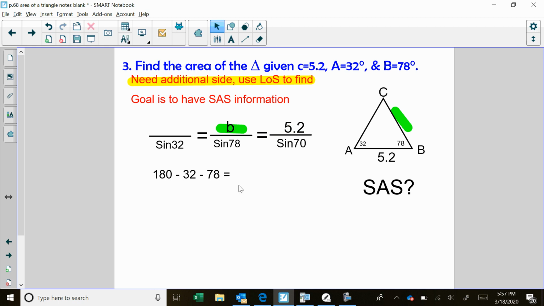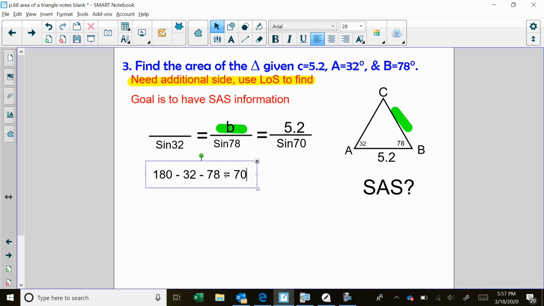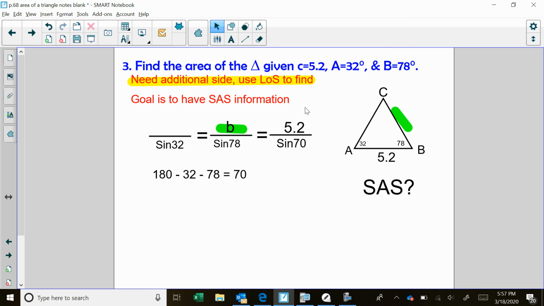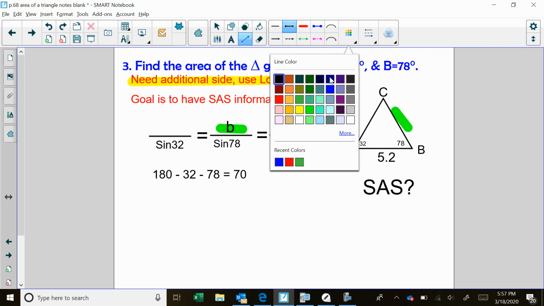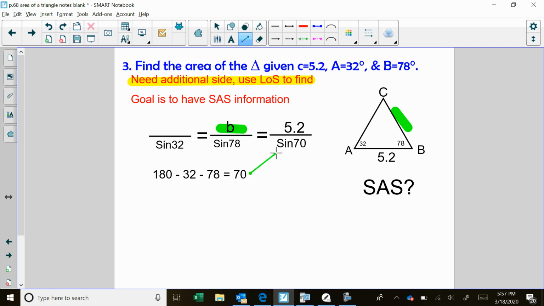Okay. Let me finish that off. 70. Okay. Oops, not what I wanted. Angle 70. That is angle C, which is 70 degrees.